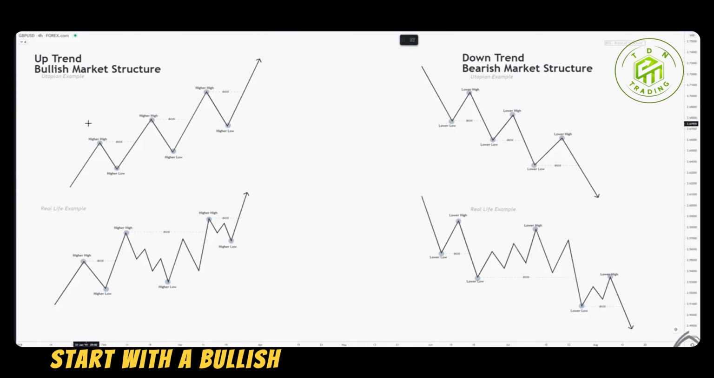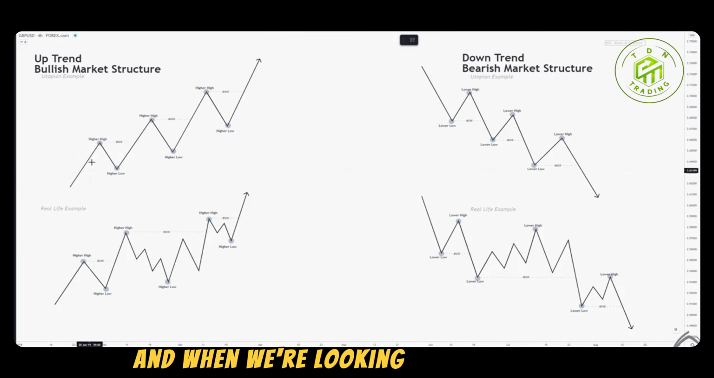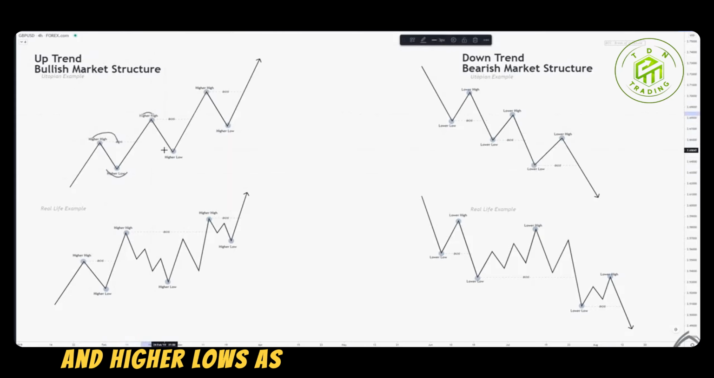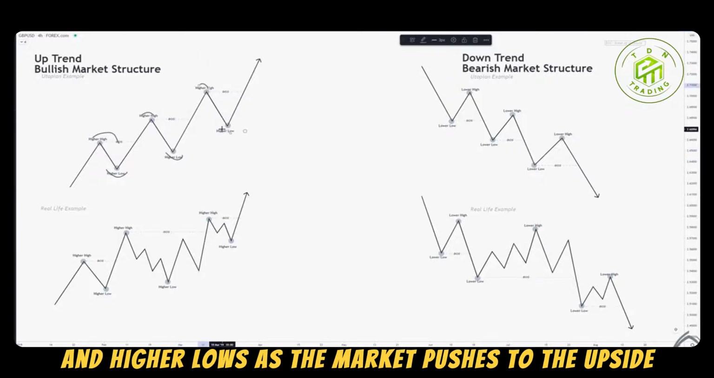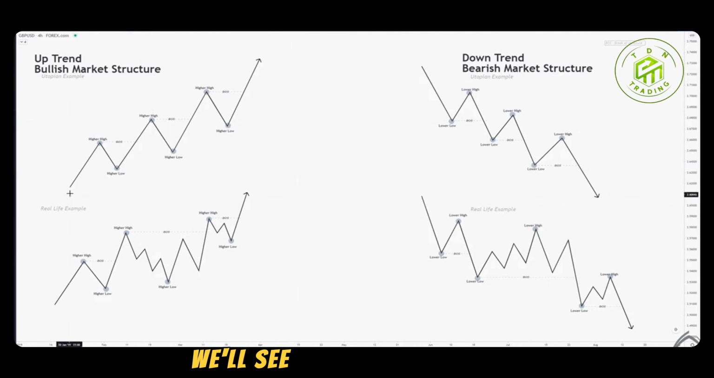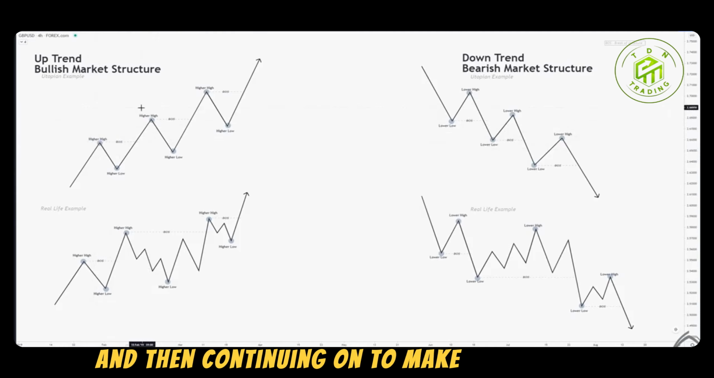We'll start with a bullish market structure or an uptrend. And when we're looking at a bull trend, what we see is a series of higher highs and higher lows as the market pushes to the upside. Basically, when we're looking at a healthy uptrend, we'll see a push to the upside followed by a retrace or correction, which is shown by price pulling back and then price moving back to the upside, breaking the previous high and then continuing on to make a higher high.